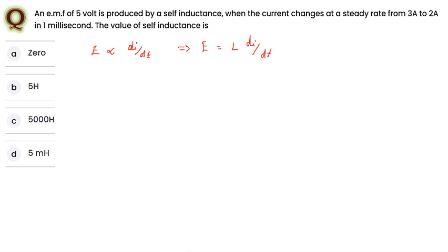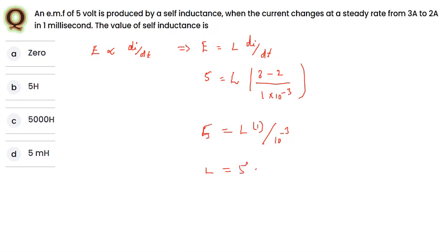From this, the E value they have given is 5 volt. L is what we are going to find out, and the changing current here is 3 ampere to 2 ampere, and the time is 1 millisecond, 1 into 10 power minus 3 second. From this, L is equal to 3 minus 2, which is 1, divided by 10 power minus 3. So L is equal to 5 into 10 power minus 3 Henry, or 5 millihenry. Self induction or mutual induction can be measured in Henry.